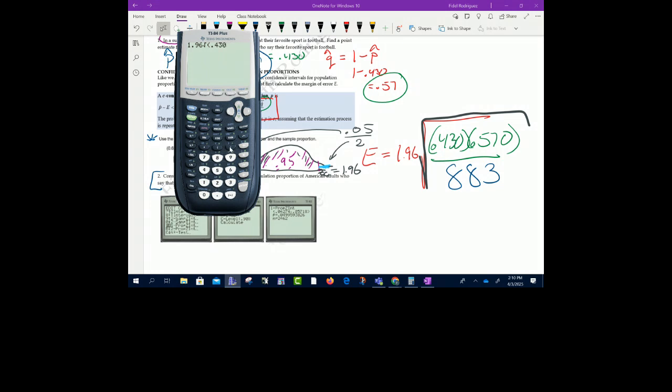0.430, okay, close the parentheses, times, we're going to go again, 0.570, okay, we're going to do that, close that again, divided by 883. Okay, now, y'all, I want to make sure that everything is inside that square root, so I'll tell you what I'm going to do. Right here, y'all, I'm going to insert another parenthesis. Boom. And I'm going to throw one all the way over here at the end. And this is telling me, look, everything is inside that square root, okay?